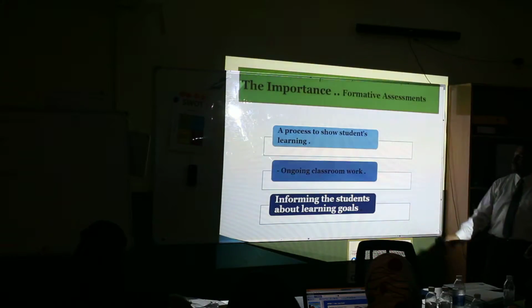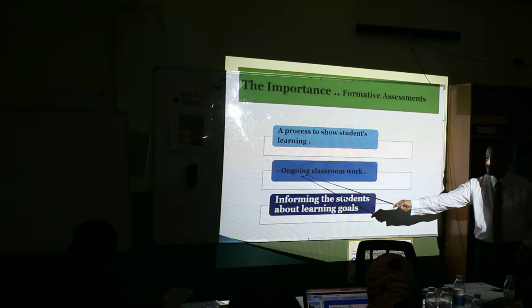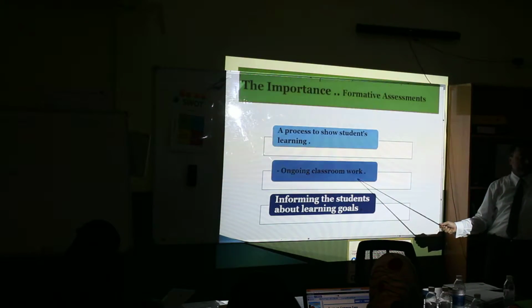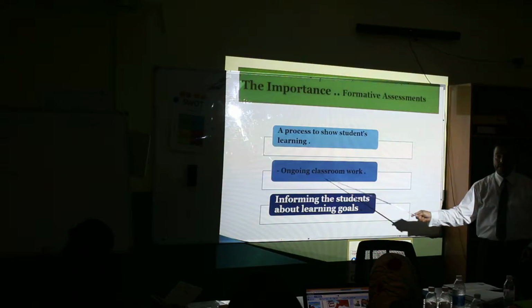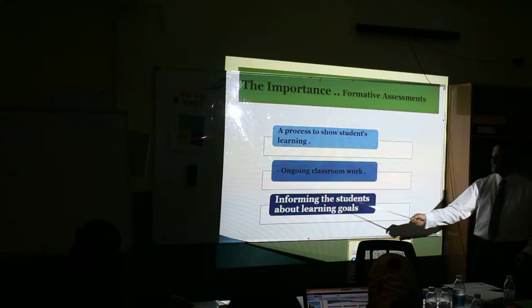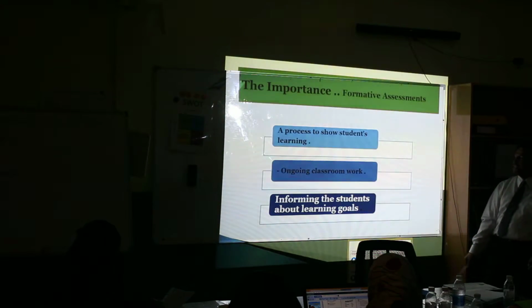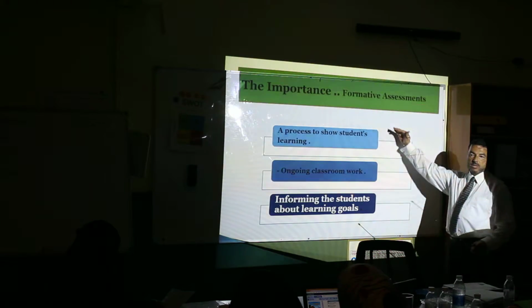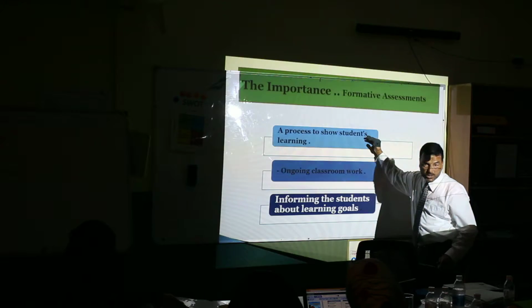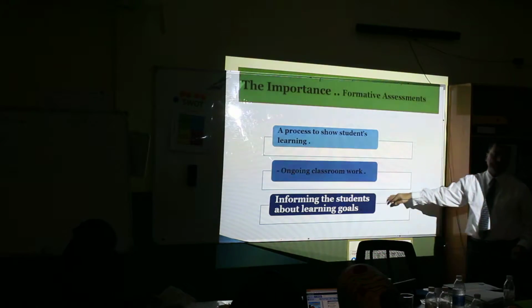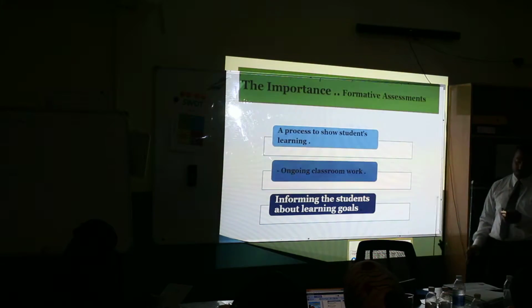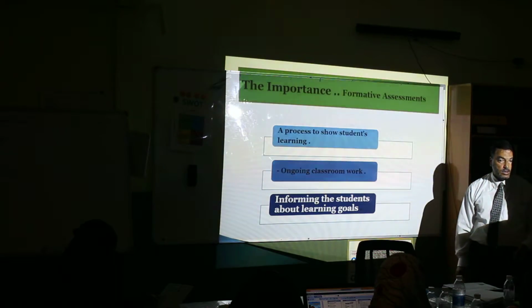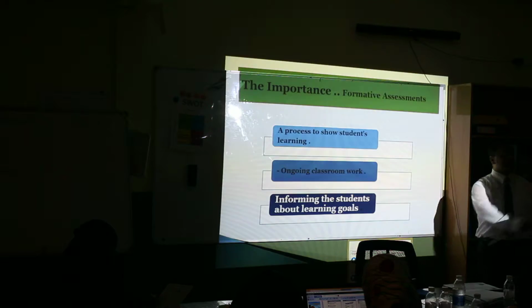Assessment is important because it does happen during ongoing classroom work, informing the students about learning goals. That's why assessment is so important. Can you manage a period without assessing your students? No. Of course not. And we agreed about the different levels.